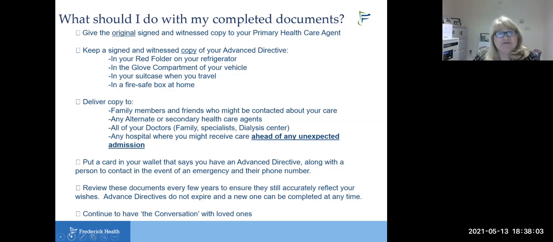Reviewing these documents every few years is really helpful because that way you're staying on top of what your decisions are. Do you still feel the same way? You may change your mind about things. You may decide to make someone else your primary healthcare agent. Maybe someone you had originally made your healthcare agent has passed away. And continue having those conversations with loved ones, because how you feel about things may change along the way. Next slide.